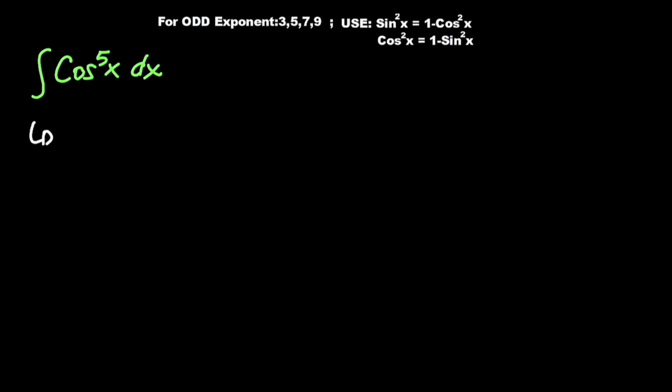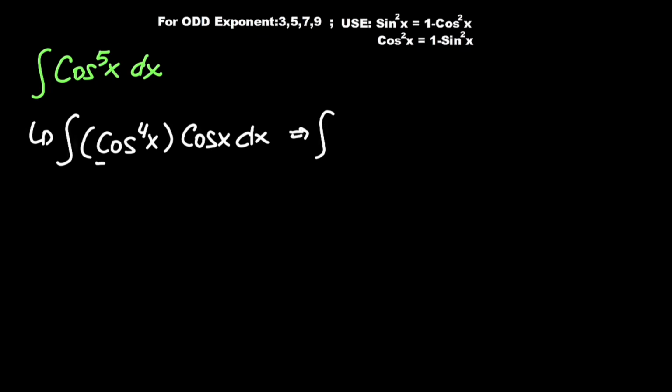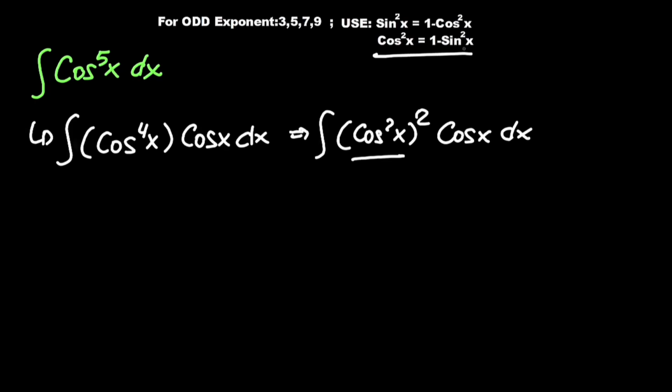The integral of cosine to the power of 5 of x dx. So, once again, factor out 1 cosine of x. And so, we must have this in the cosine squared of x form. And transform cosine squared of x to its trigonometric identity.